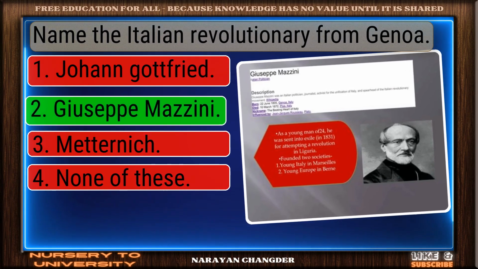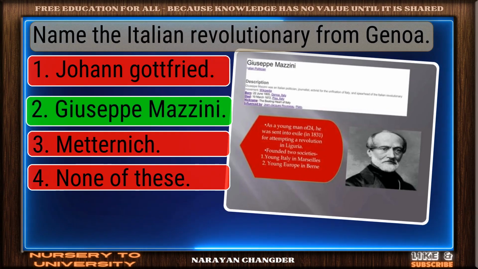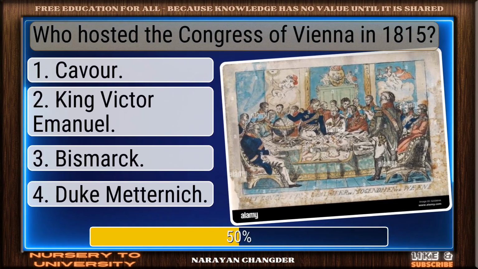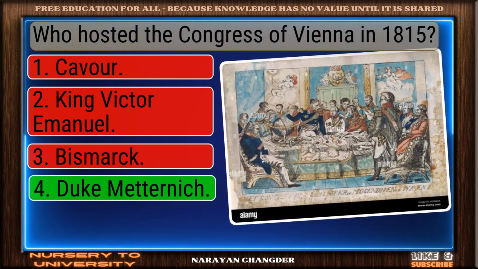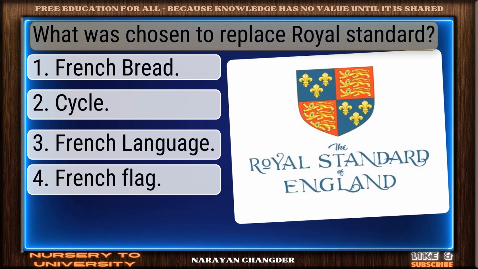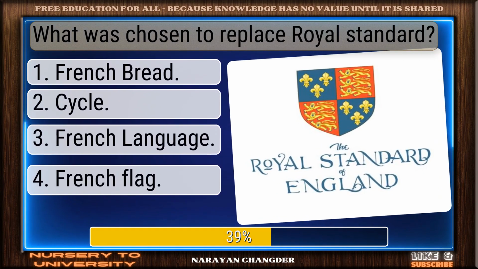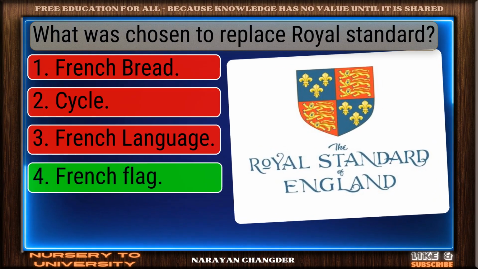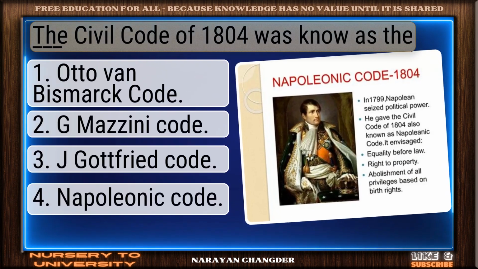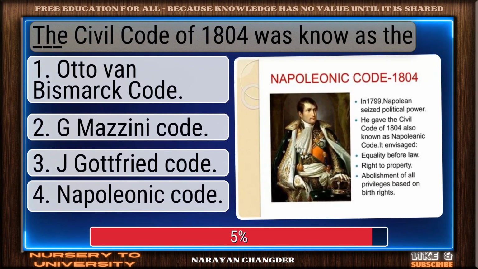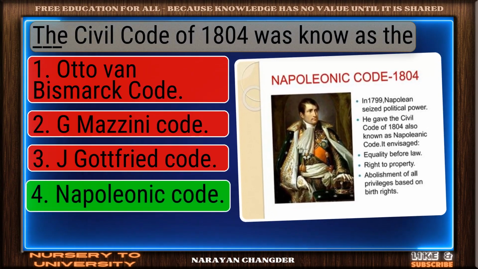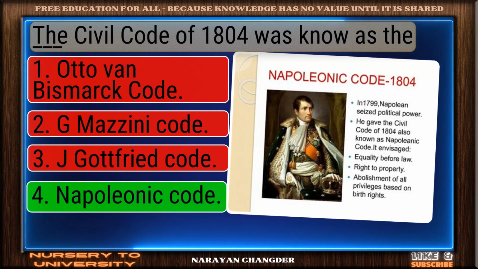Smart move. Giuseppe Mazzini is the accurate answer. Who hosted the Congress of Vienna in 1815? Good job. Duke Metternich works well. What was chosen to replace Royal Standard? Excellent choice. French flag is right. The Civil Code of 1804 was known as the dash. Sharp thinking. Napoleonic Code is right.